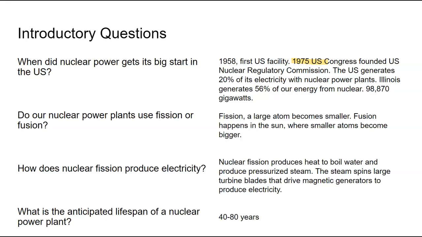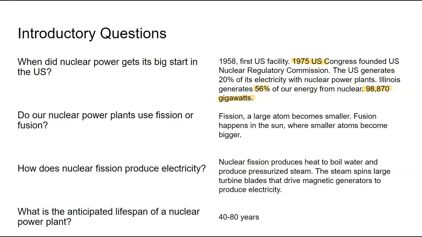And the U.S. generates 20% of its electricity with nuclear power plants, more than any other country quantity-wise, but not in percentage of use. And Illinois generates 56% of our energy from nuclear, a total of 98,000 gigawatts. That's more than any other state in the U.S., quantity-wise.